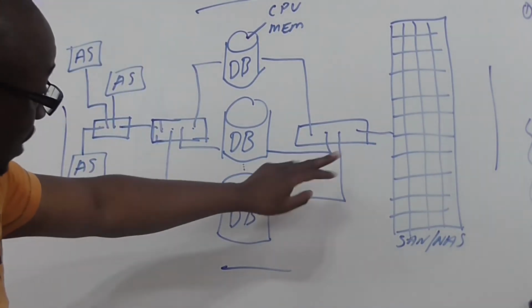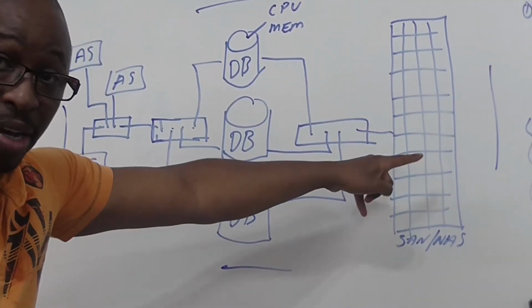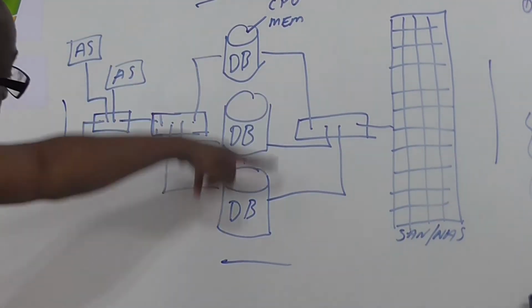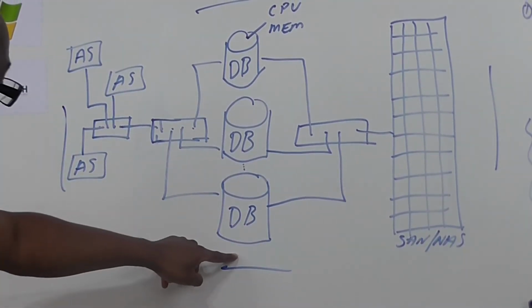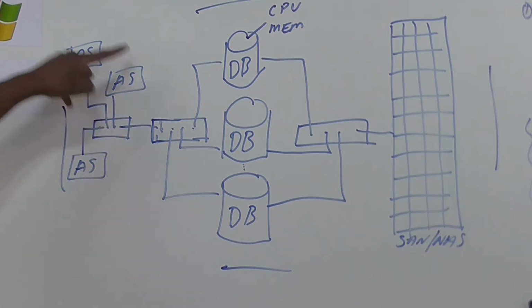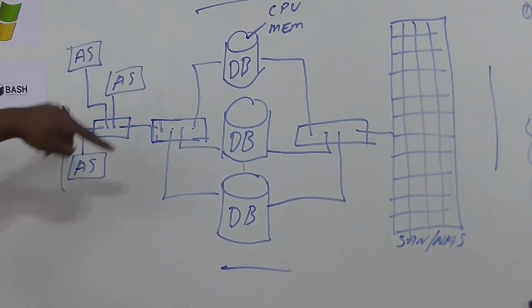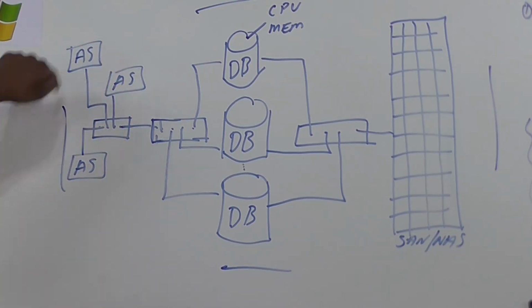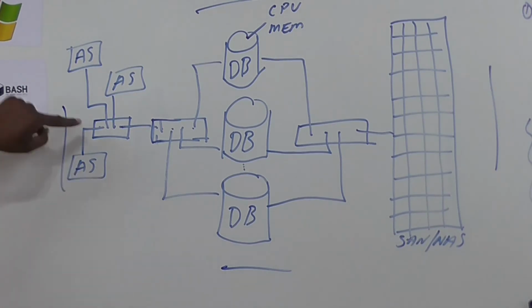This one, again, is the data switch. It's a switch for the back end to connect to this storage area here. This switch here is for inter-cluster communication for the database itself. And this switch here is for the application server, so this will provide public IP addresses for these guys. And these are all internal, private to the organization.